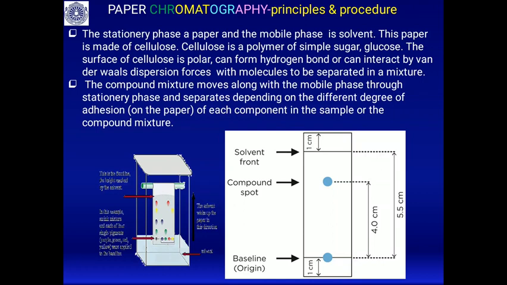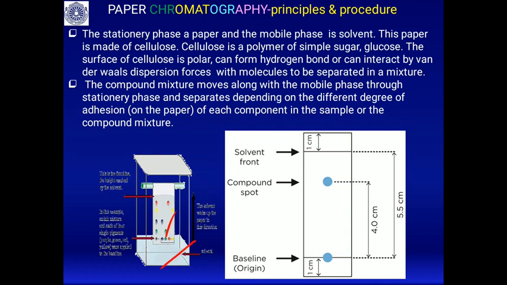The surface of cellulose is polar, so the chemical components which are supposed to be separated can form a hydrogen bond, or they can interact through van der Waals dispersion forces with the molecules to be separated in a mixture. That is how they are separated at different speeds, and we are able to identify them. So the compound mixture moves along with the mobile phase through the stationary phase.